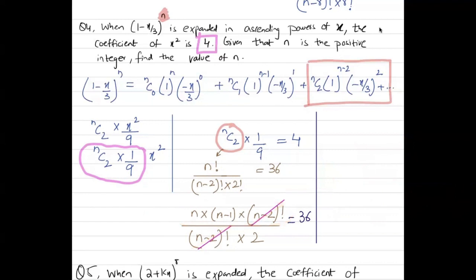So this simplifies my equation to n times n minus 1 divided by 2 equals 36. Now this gives you a quadratic when you multiply by 2. 36 times 2 is 72. So n square minus n equals 72, so n square minus n minus 72 equals 0. You're getting a quadratic equation. So solve this quadratic equation and get me the value of n.